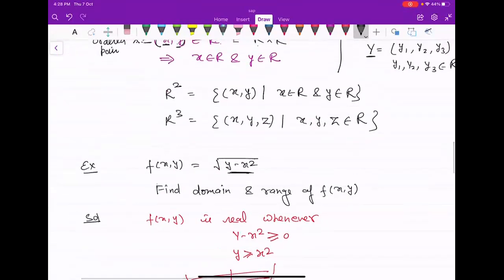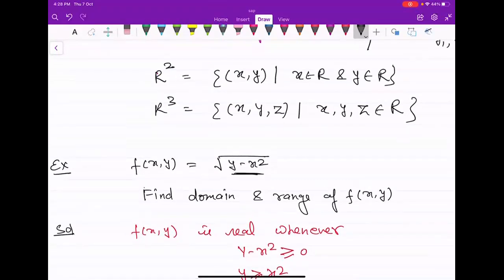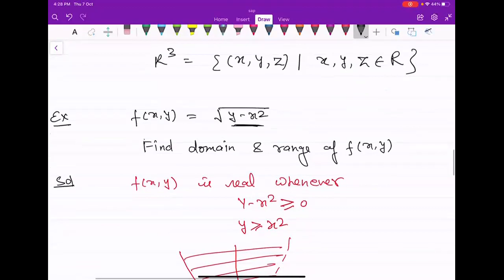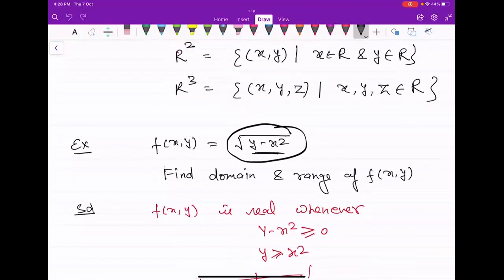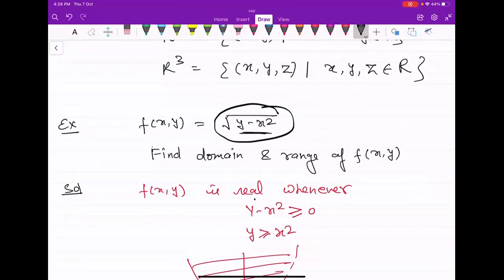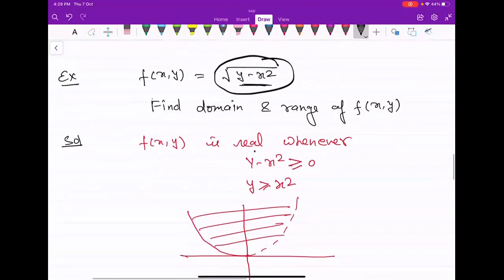One more thing I discussed was the domain and range of a function. If some function f of xy equals root of y minus x square is given to you, what would be the domain and range of the function? This example we have discussed. In order to find the domain, we check for what values of x and y it is defined. If y minus x square comes out negative, then the function is not giving any real output. So f of xy is real whenever the term inside the root is greater than or equal to 0. So the domain is y greater than or equal to x square.